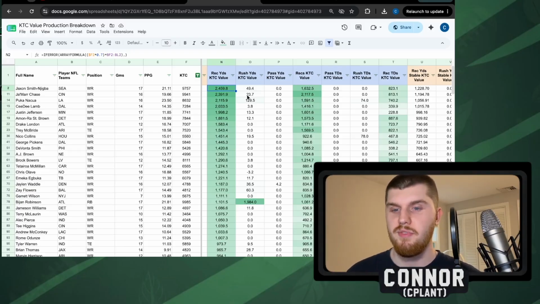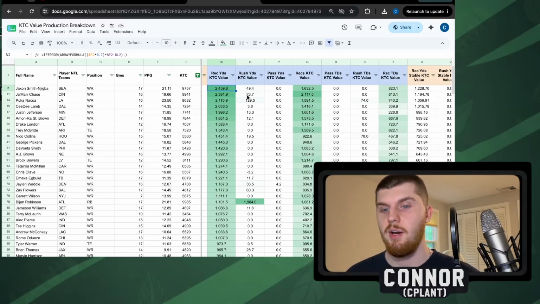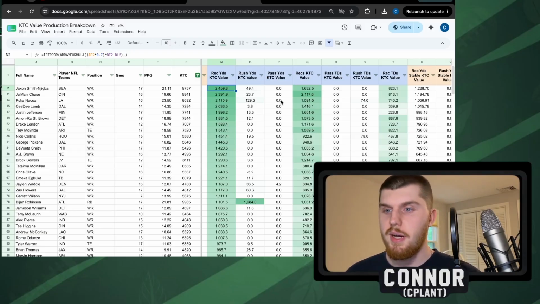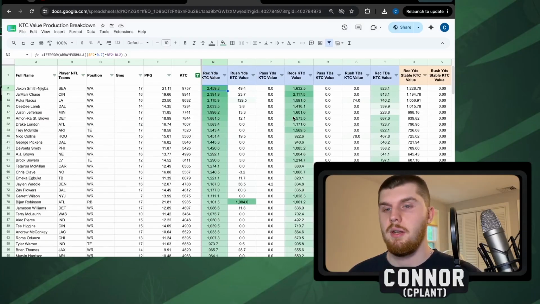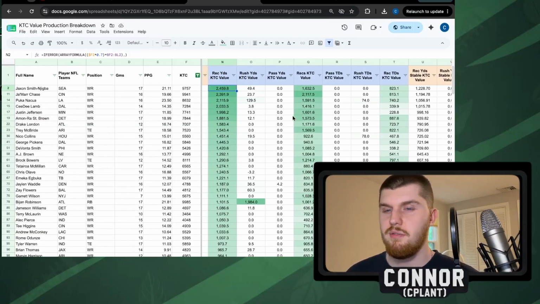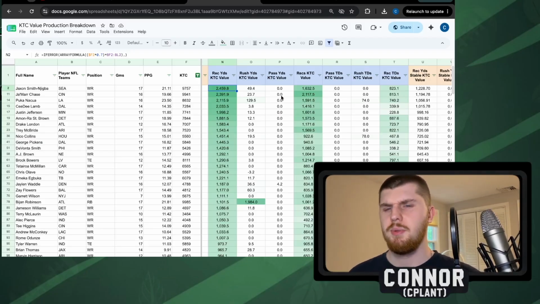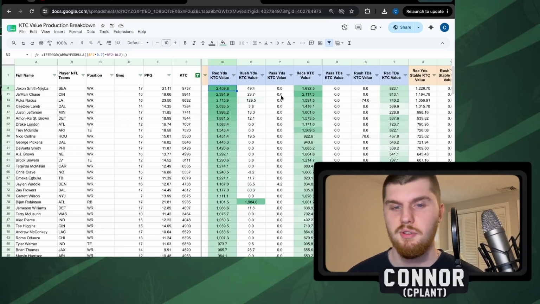That to me is very cool to see: how are these KTC values made up? What are they made up of, right? And you can do this for every position, and see how much of their value was made up of this specific production point. That's cool in and of itself, but it's not super actionable, right? Like, what do you do with this?